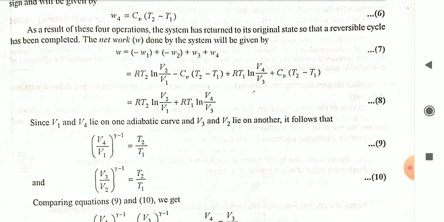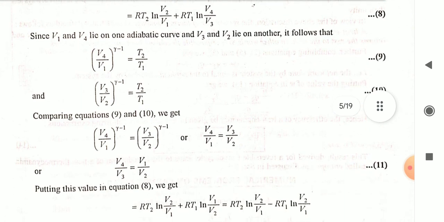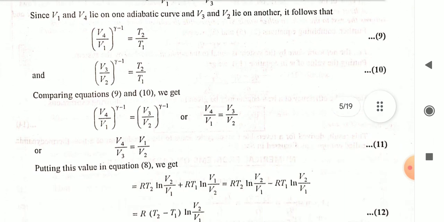Comparing equations 9 and 10, we get V4 by V1 is equal to V3 upon V2, or V4 upon V3 is equal to V1 upon V2. Putting this value in the equation, we get RT2 ln V2 upon V1 plus RT1 ln V1 upon V2, and RT2 ln V2 upon V1 minus RT1 ln V2 upon V1. So, taking R common, R(T2 minus T1) ln V2 upon V1.